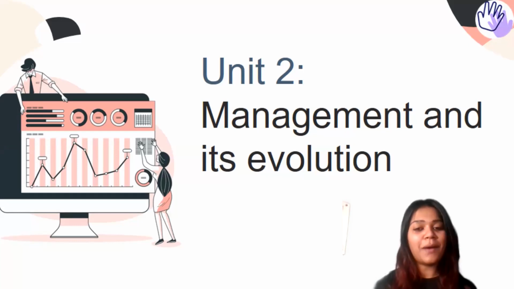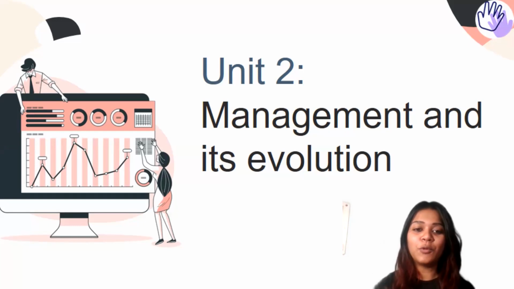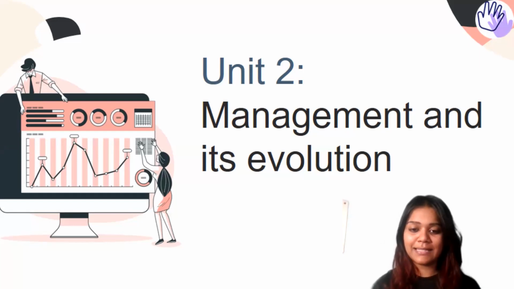So this is Unit 2, Management and its Evolution. We have learned in Unit 1, Management and the overview of it. So now we'll go ahead with Unit 2 and we'll learn about how the evolution of management took place.